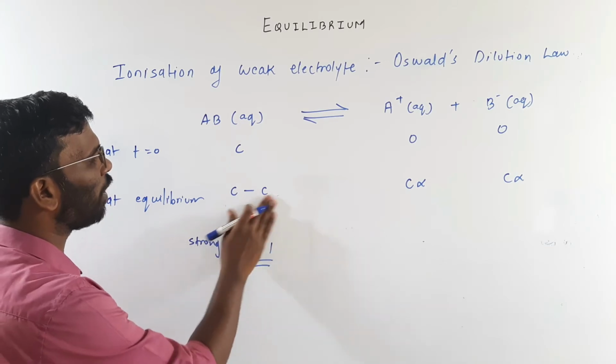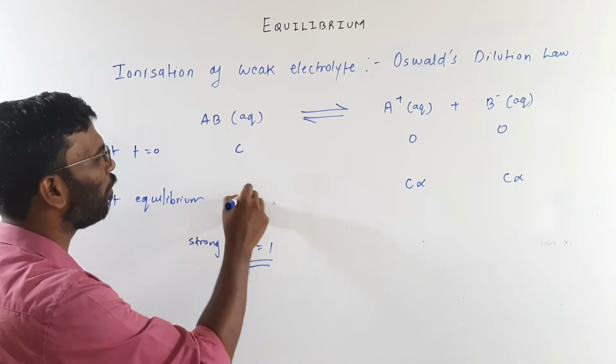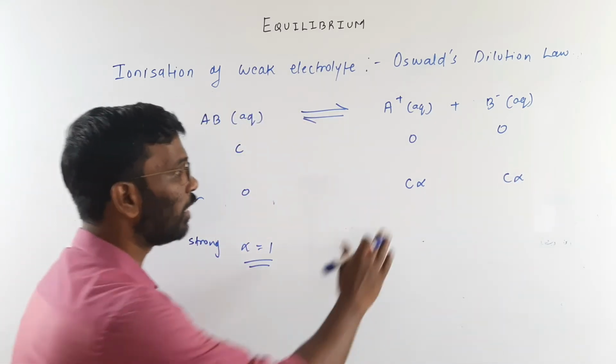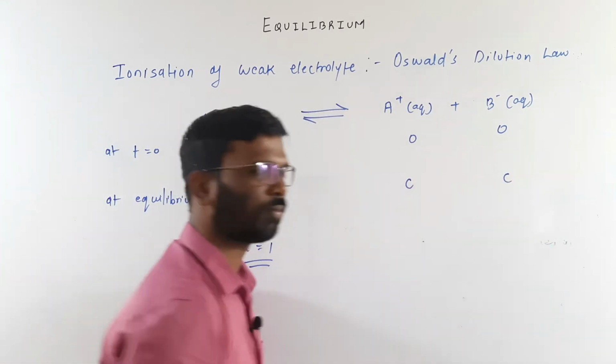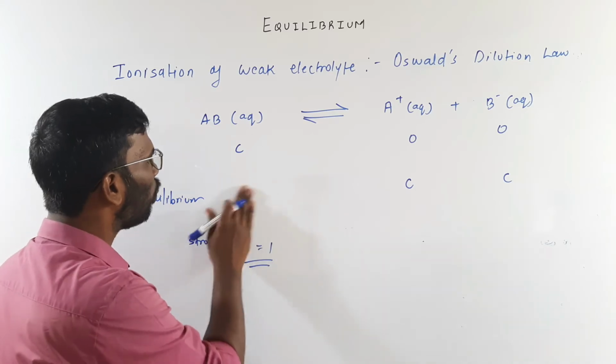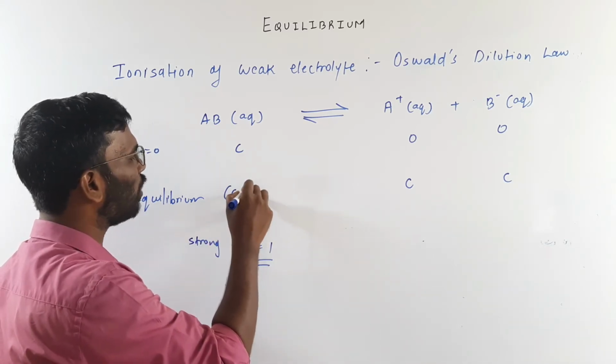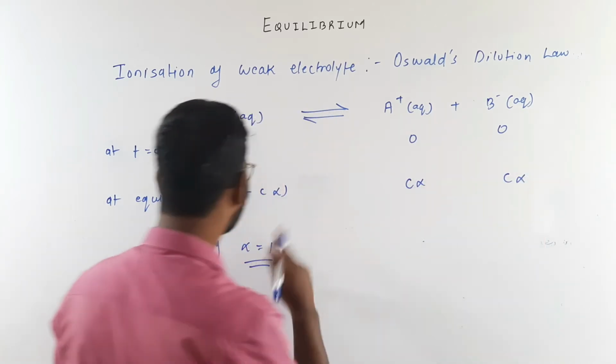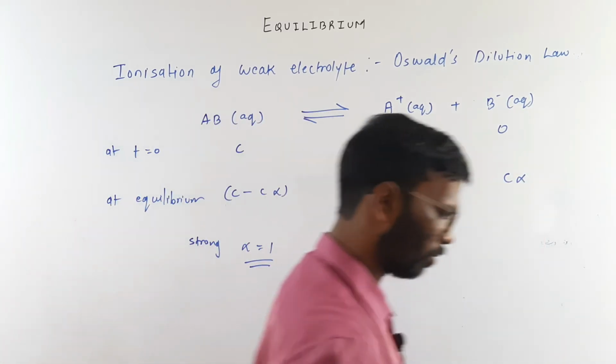So C minus C will become what? 0. So at equilibrium this is almost 0, and this will be C alpha into C alpha. Means this will be C and this will be C. Right? So for simplicity, alpha is not 1. That's why I am writing C as C alpha, and here alpha is the degree of ionization.